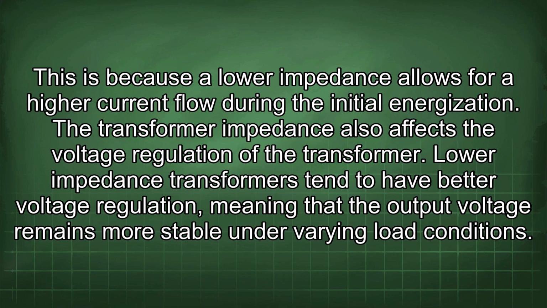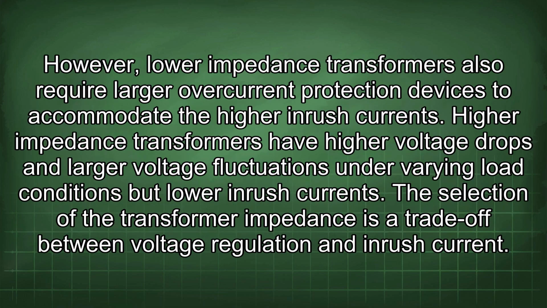Lower impedance transformers tend to have better voltage regulation, meaning that the output voltage remains more stable under varying load conditions. However, lower impedance transformers also require larger overcurrent protection devices to accommodate the higher inrush currents. Higher impedance transformers have higher voltage drops and larger voltage fluctuations under varying load conditions but lower inrush currents. The selection of the transformer impedance is a trade-off between voltage regulation and inrush current.